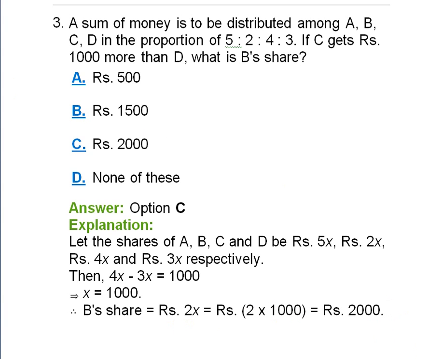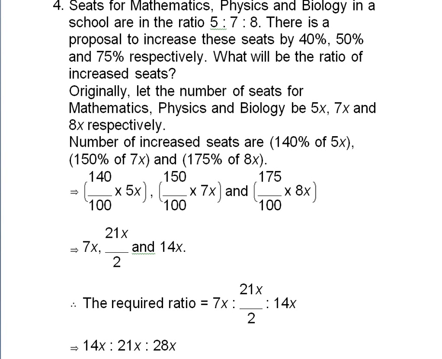Seats for mathematics, physics and biology in a school are in the ratio 5 ratio 7 ratio 8. There is a proposal to increase these seats by 40%, 50% and 75% respectively. So what will be the ratio of the increased seats? So we will consider that originally the number of seats for mathematics, physics and biology be 5x, 7x and 8x respectively. So the number of increased seats are 140% of 5x, 150% of 7x and 175% of 8x.